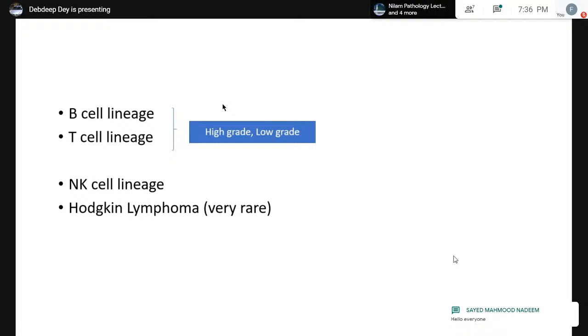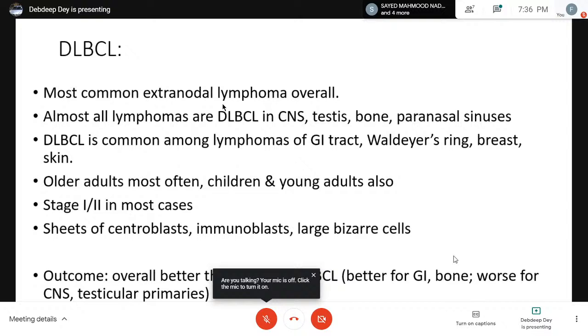Like with everything else in the body, there is everything else in the lymphoma world. You have the B cell lineage and the T cell lineage, and there is also the NK cell lineage. But Hodgkin lymphoma in an extranodal site is extremely rare, and therefore be very cautious when you diagnose a Hodgkin lymphoma in an extranodal setting, although you can see it sometimes in the GI tract as well as in the spinal area. So DLBCL, the diffuse large B-cell lymphoma, is no different from what you get in the lymph node. It's the most common extranodal lymphoma.